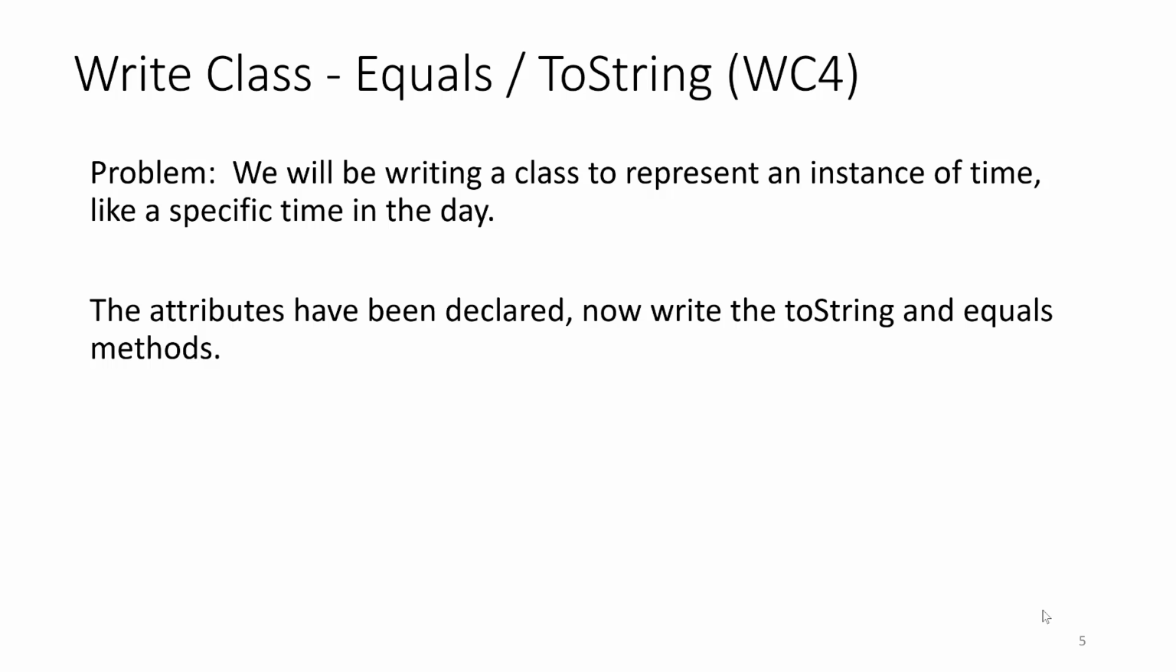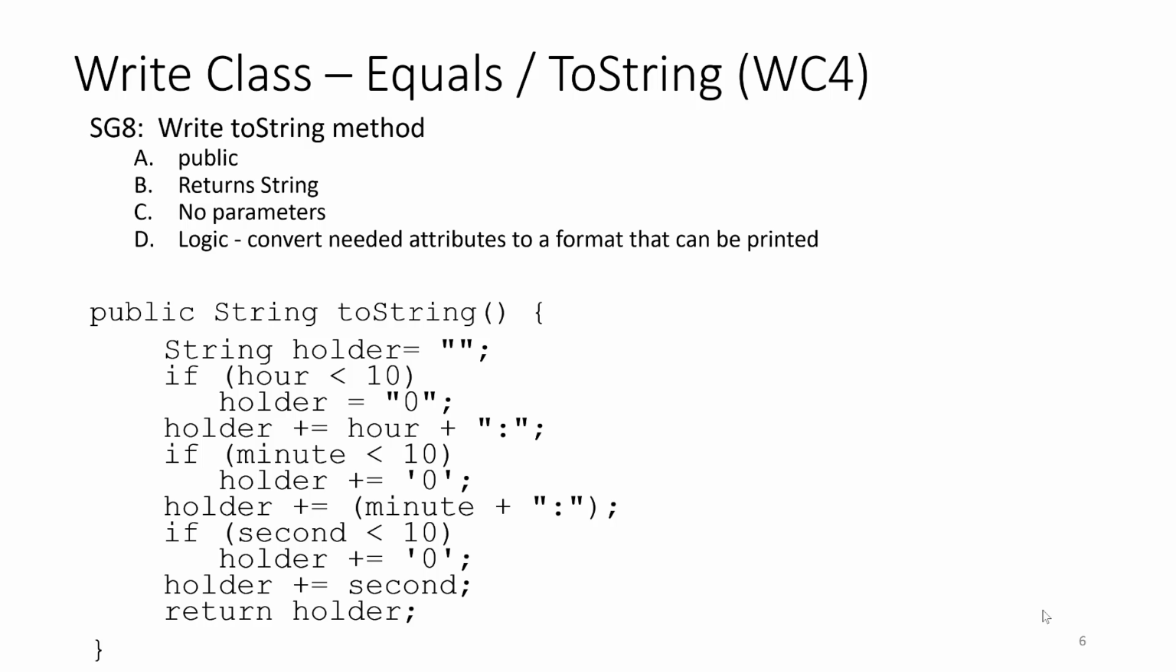A reminder, the example we're looking at is to represent an instance of time, like a specific time in the day. The attributes have been declared, as well as the accessors and mutators. Now we want to write the ToString and equals methods. Subgoal 8 is to write the ToString method. It should be public. The return type should be string. It takes no parameters, and the logic is to convert the attributes into a string format so that the contents of the object can be printed.